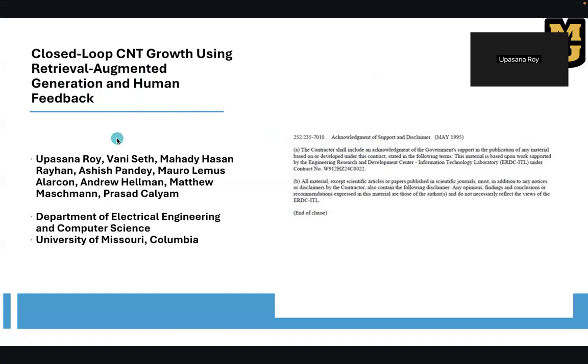And the people who have worked on this project are Upasana Roy, Vani Sheikh, Mehdi Hassan Rehan, Ashish Pandey, Mauro Lemus Alarcon, Andrew Hellman, Matthew Marshman, and Dr. Prasad Kalyam. All of them are under the Department of Electrical Engineering and Computer Science from University of Missouri, Columbia. Let's begin.